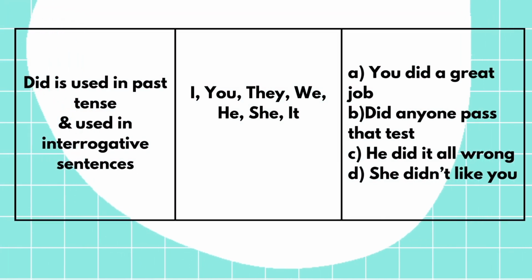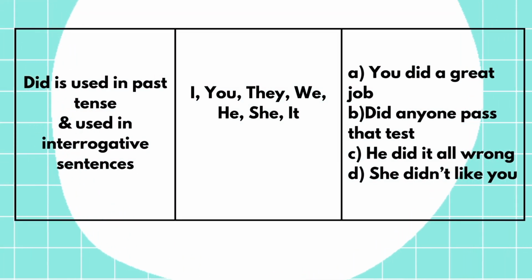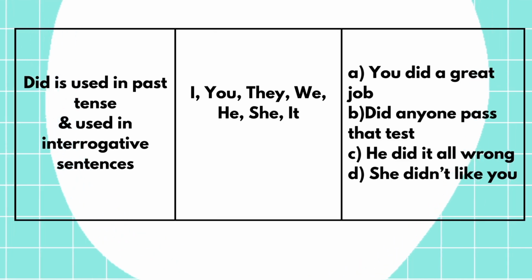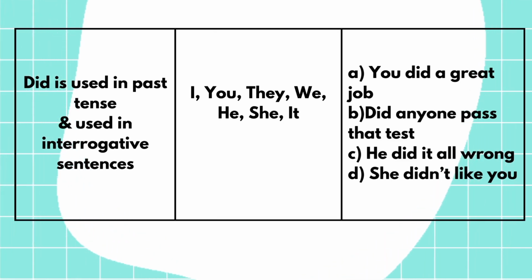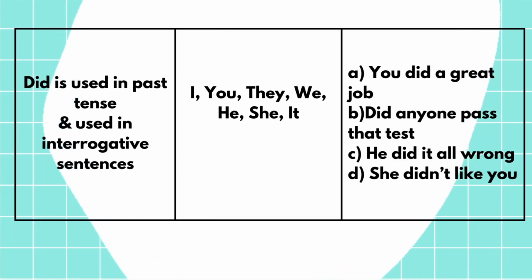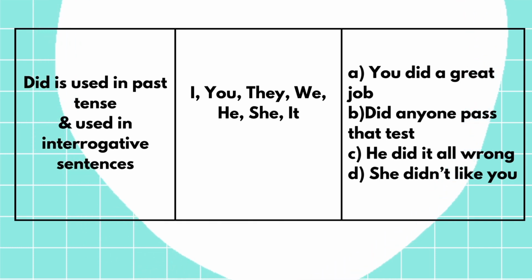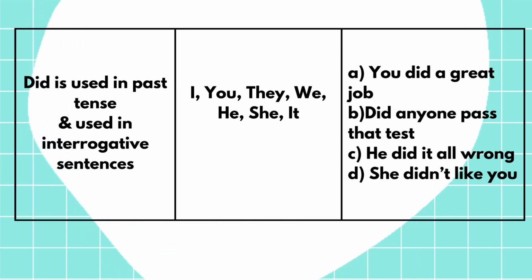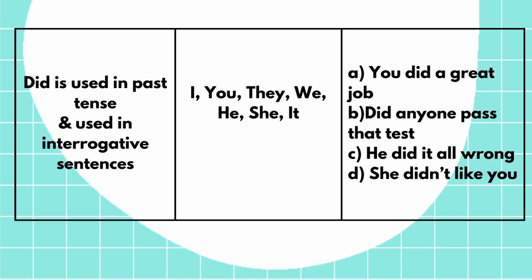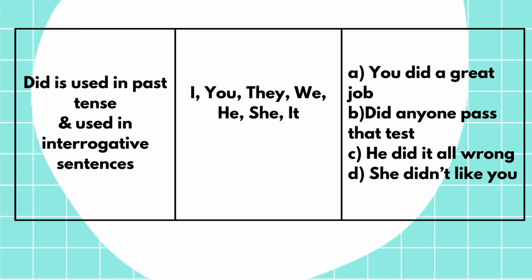And lastly, did. Did is used in past tense and used in interrogative sentences. The subjects with which we use did include I, you, they, we, he, she and it. Now let's have a look at some of the examples.